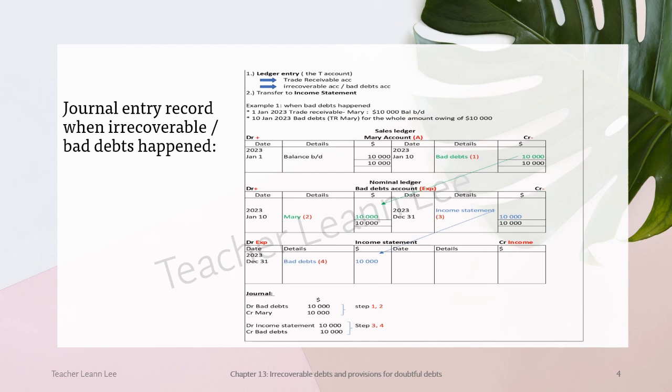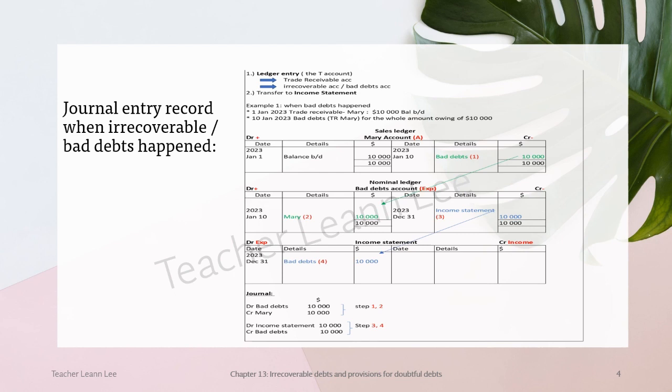And if there is a bad debt, I need to cancel this amount by crediting it under bad debts in the details. So I credit Mary 10,000 and then look down at the bad debts account, debit bad debts as the bad debt happens. Bad debts increase will be on the debit side because bad debt is an expense. Remember, asset and expenses increase under debit plus. If income increases, credit plus and debit minus.